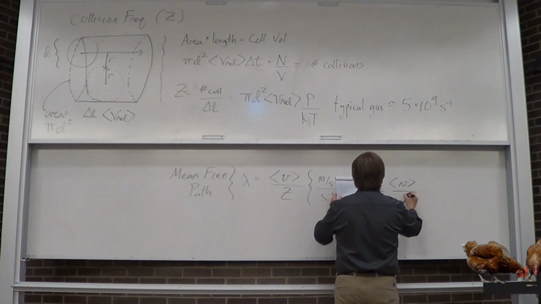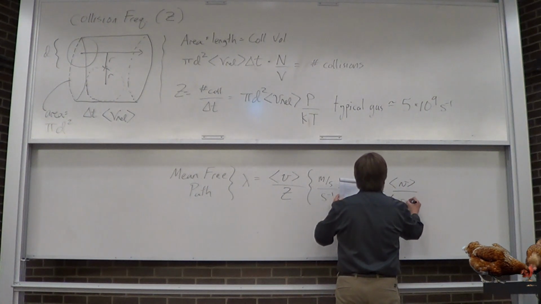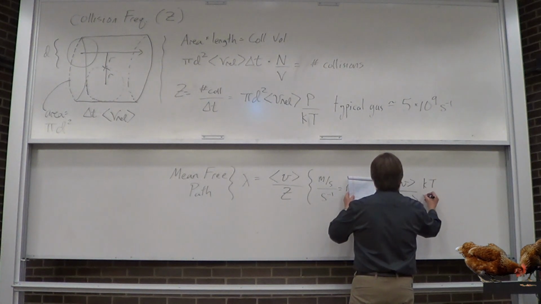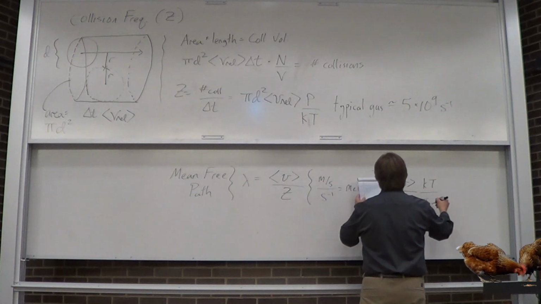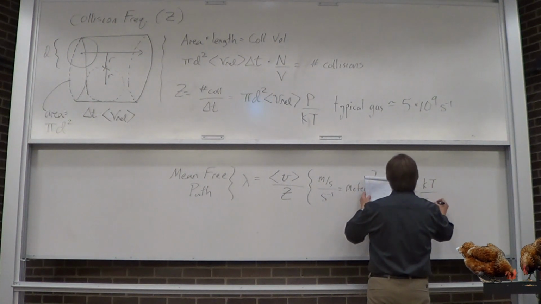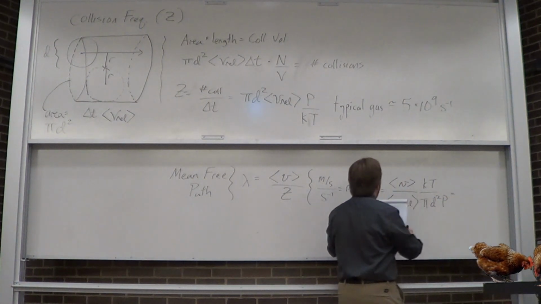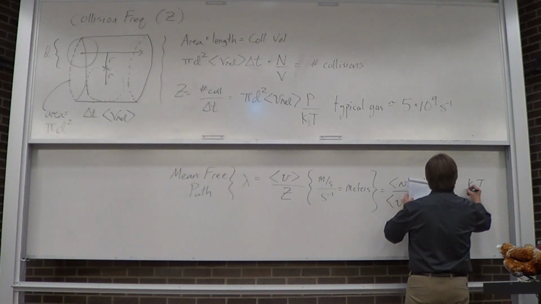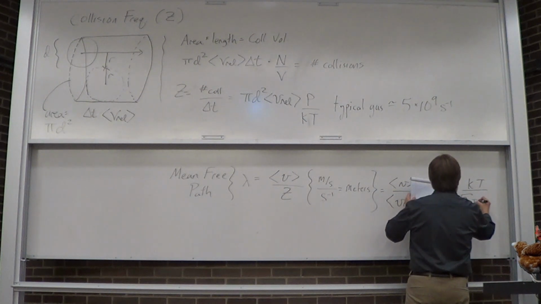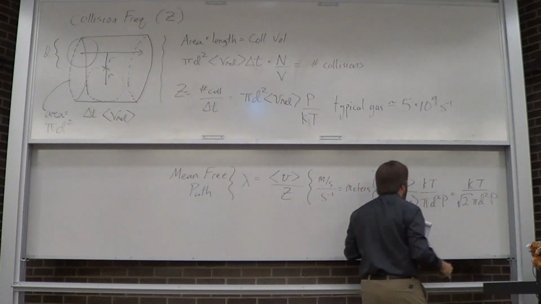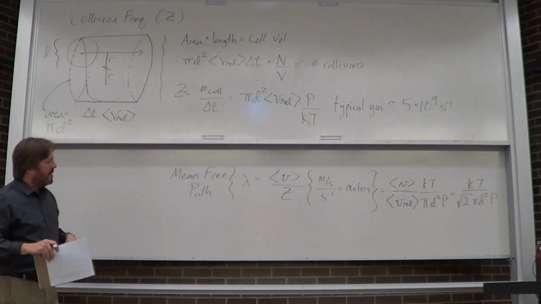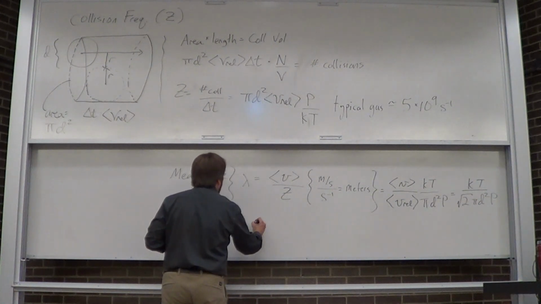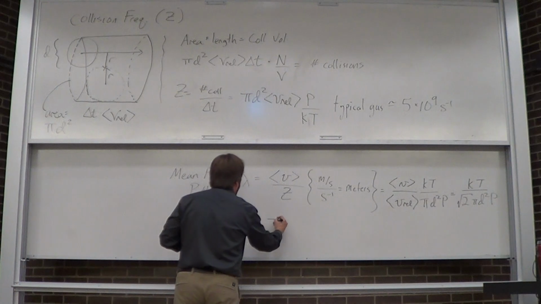Now, one reason I leave z as relative velocity is because I end up dividing these two, and you may recall that relative velocity is square root of 2 times the average velocity. D squared P, and again, remember that this is 1 over square root of 2, we just solved that a minute ago, so I'm just going to leave it at that. So what you end up with is KT over square root of 2 pi D squared times pressure. I'm just simplifying it. Anyway, again, it's kind of a neat thing you can do, and what you get for O2 at room temperature is on the order of about 70 nanometers.